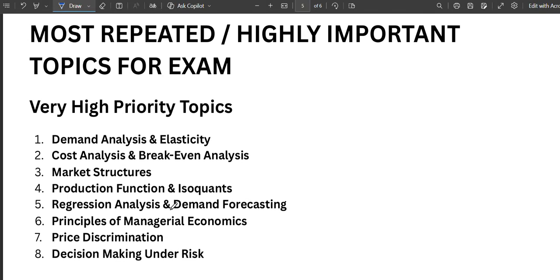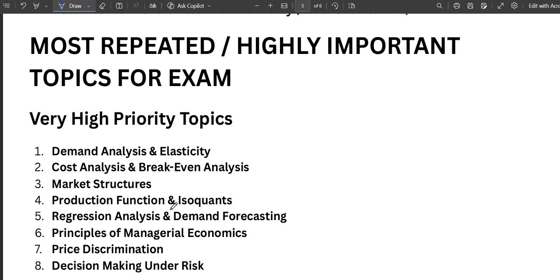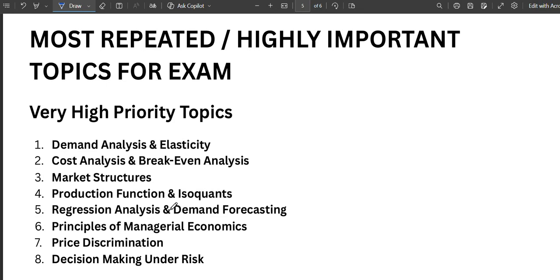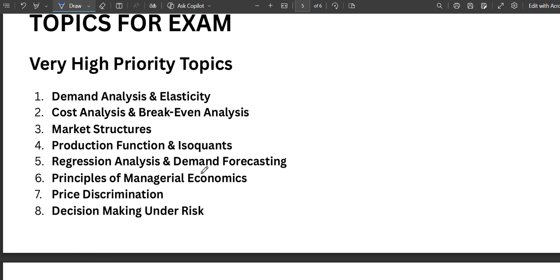These are the most repeated and highly important topics for the exam. If you are going for the exam, make sure that you have referred to these topics. Without referring to them, don't go for the exams. If you are preparing for maybe a week or 3 or 4 days, learn these important topics. Make sure you have learned enough that you can write at least half a page.